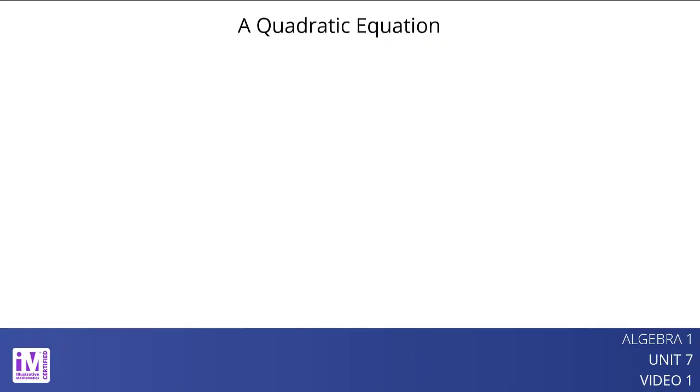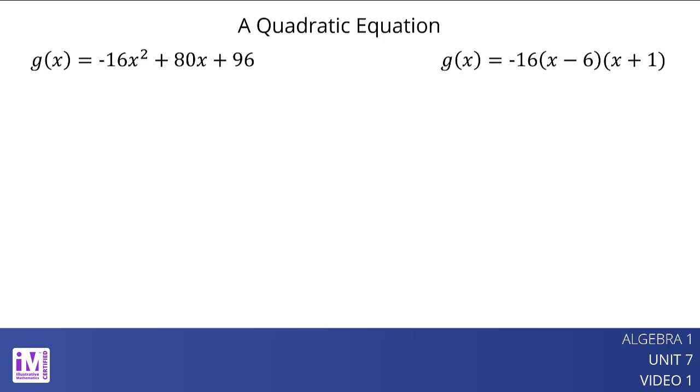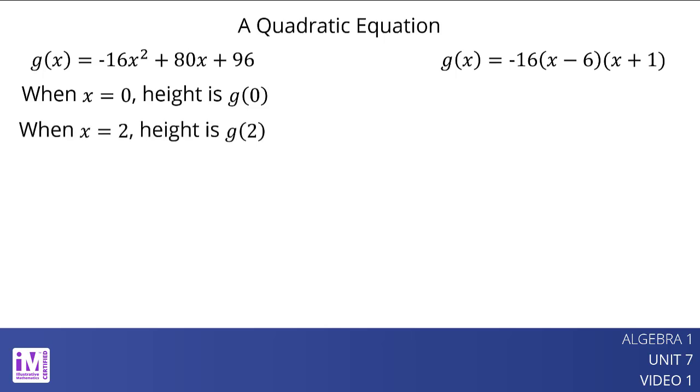The height of a potato that is launched from a mechanical device can be modeled by a function g. Here are two equations that are equivalent and both define function g. We can find the output of this function at any given input. For instance, at the beginning of the potato's journey, when x equals 0, its height is given by g of 0. 2 seconds later, when x equals 2, its height is given by g of 2.